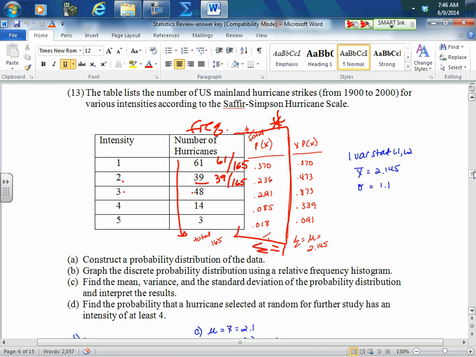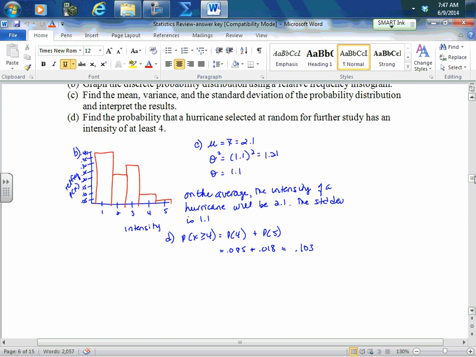When you graph this, you graph the x value. This is your x-axis. This is your y-axis. It's just like your relative frequency. It's a bar graph. These are your x values. Those are your y values. Let's see if I have the graph down here. And we'll give it a title. Don't forget to give it a title. So this is my graph.